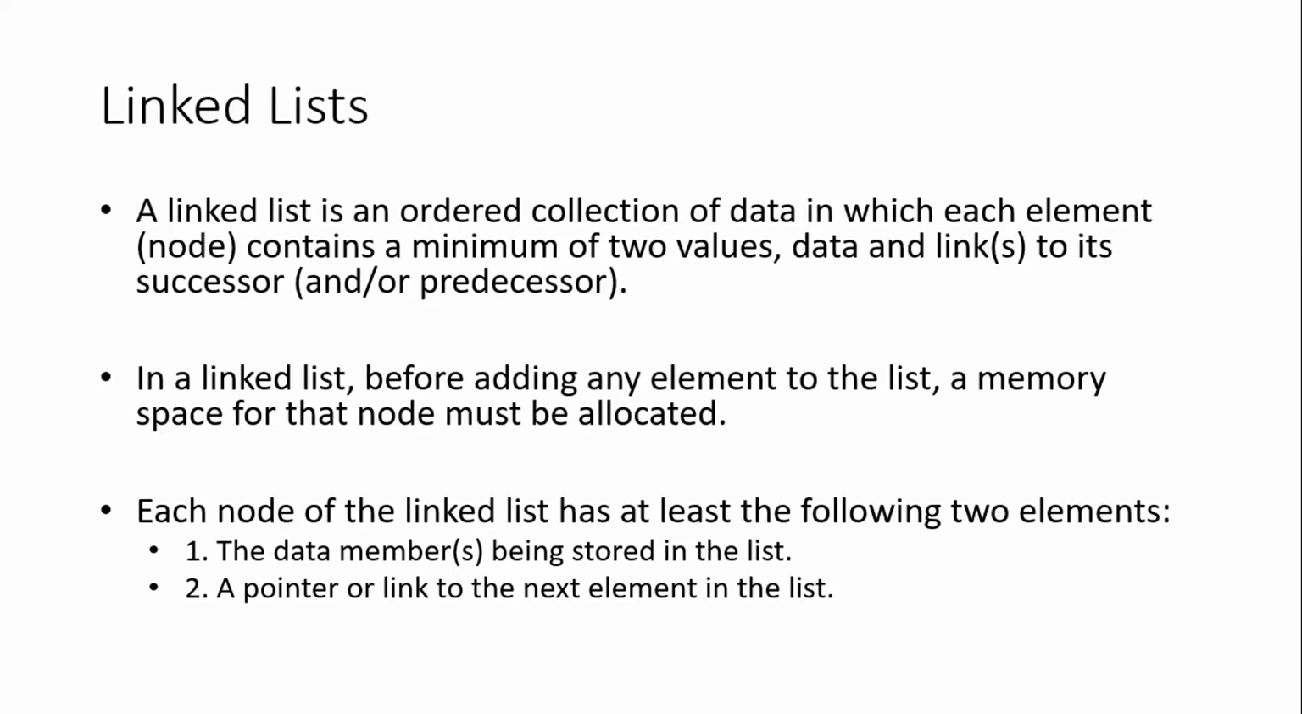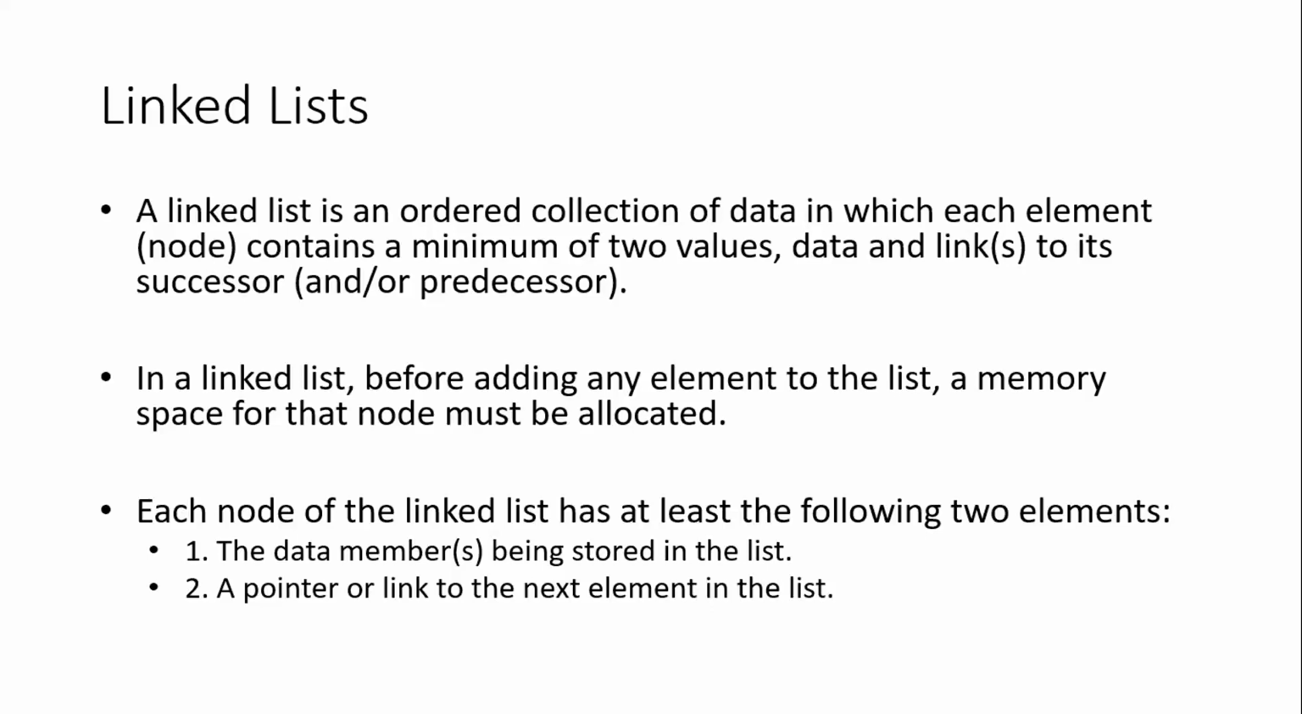Each node of the linked list has to contain at least two elements. First one is the data member being stored in the list, the actual data which we are storing in the element. They can be names or numbers or whatever they are. And the second part contains a pointer or link to the next element in the list.